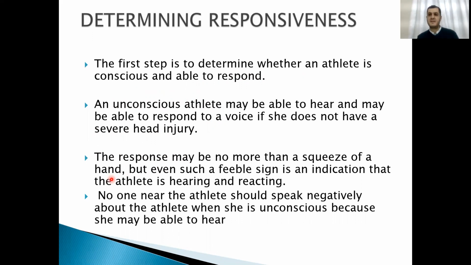So the patient is unconscious, okay? But she or he may respond to gentle tapping or to talk, in case she does not have a severe head injury. No one near the athlete should speak negatively about the athlete when she is unconscious, because she or he may be able to hear. That's very, very important.